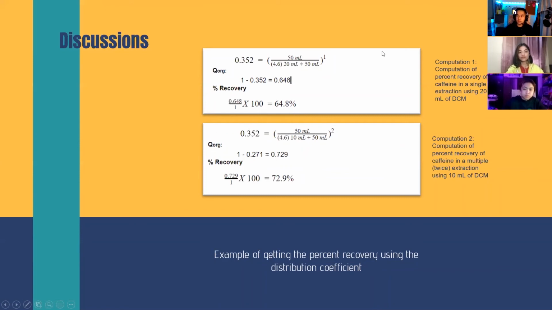In the first computation, it is seen that the percent recovery of caffeine in single extraction using 20 mL of DCM is found to be 64.8%, while the computation for the multiple extraction, which is two times extraction of 10 mL DCM, is found to be 72.9%. This also proves the theory that multiple extraction is theoretically the more effective way of extracting.